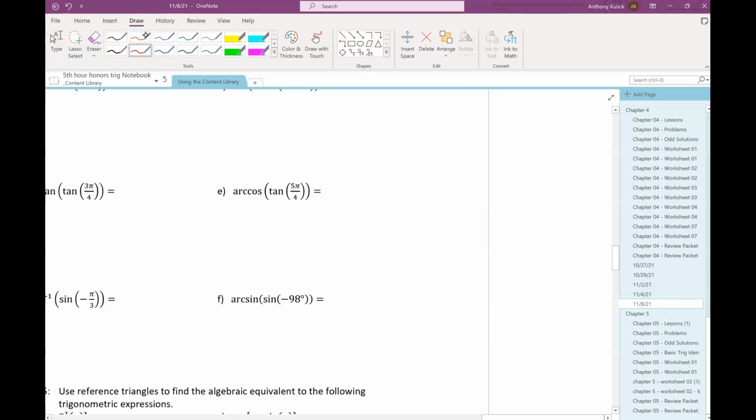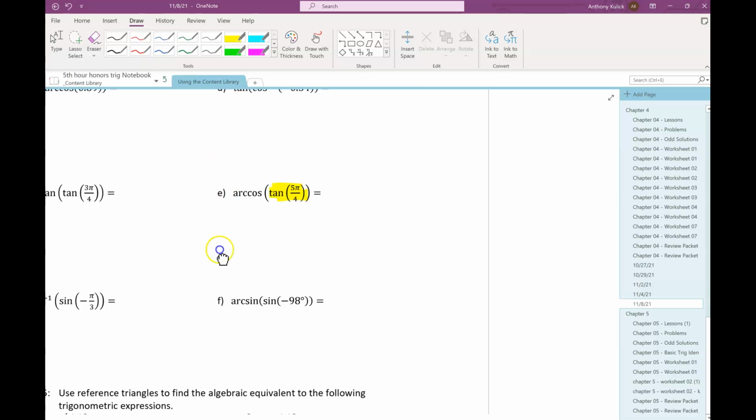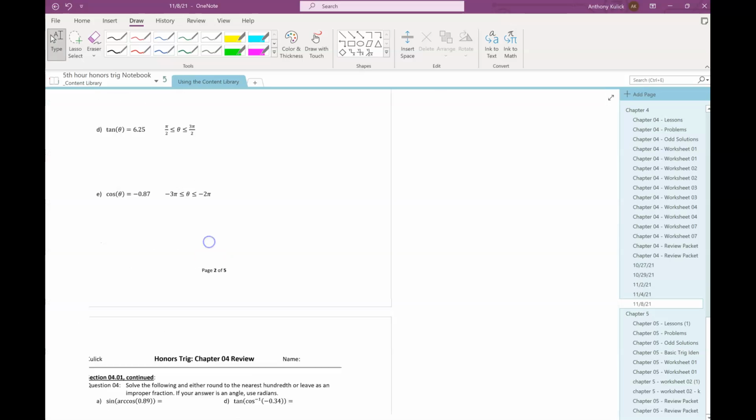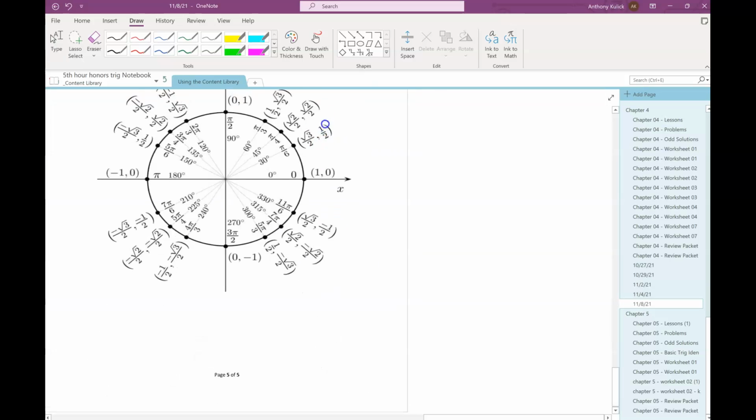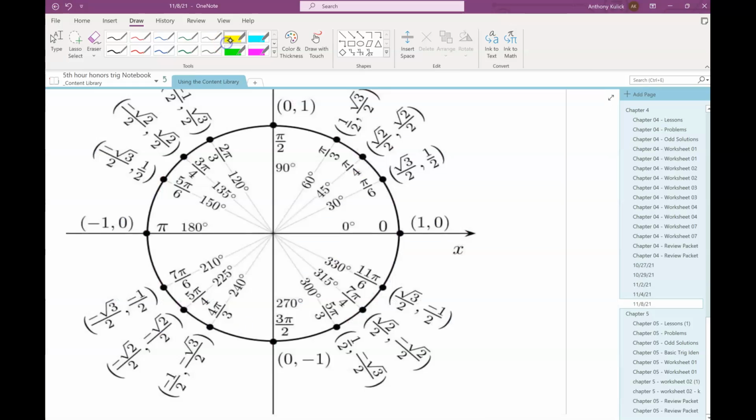So first thing that I'm going to do is work from the inside. So I'm going to evaluate tangent of 5 pi over 4. So I'll go to my unit circle. I find 5 pi over 4. I know tangent is y over x. So that's just 1.